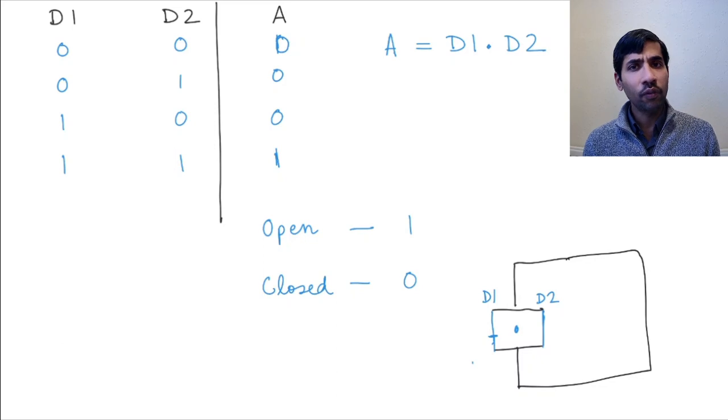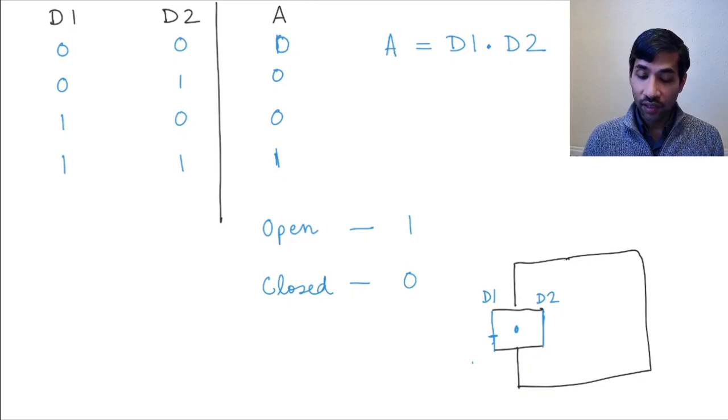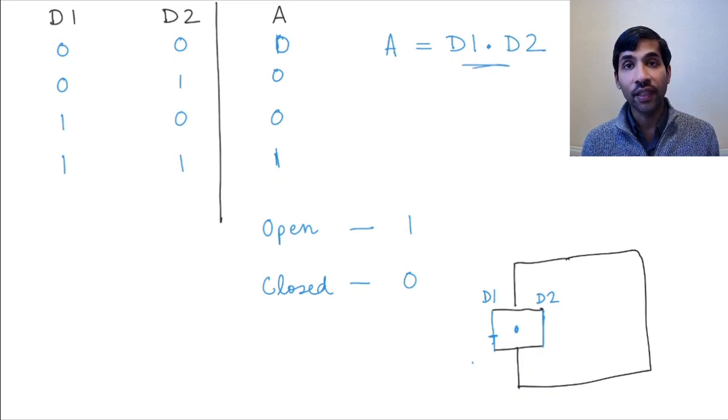Now, why do you want the Boolean expression? Because once you have the Boolean expression, it's very easy to make a digital circuit that does your work. So for example, here, as soon as we wrote the Boolean expression, we know that this is an AND gate, and you just get an AND gate and use it.